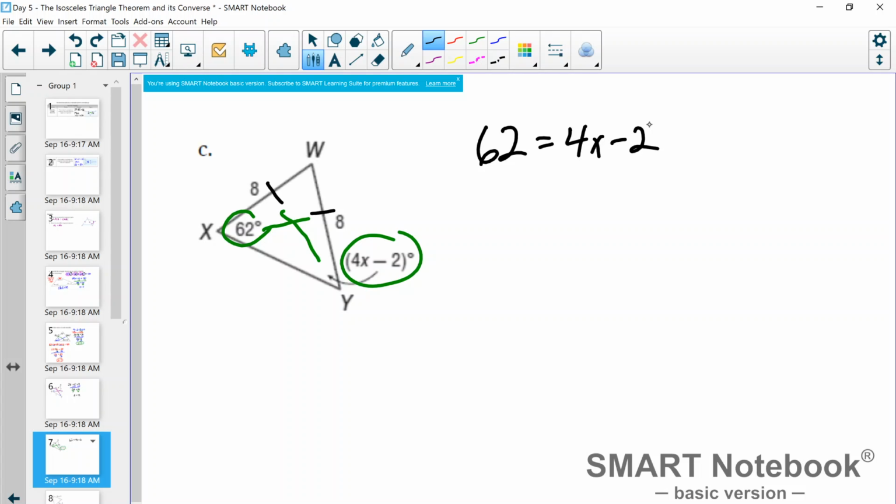62 gives me 4x minus 2. Solve for x, I add 2. And I get 64, gives me 4x. Divide by 4. And x is going to be 16.